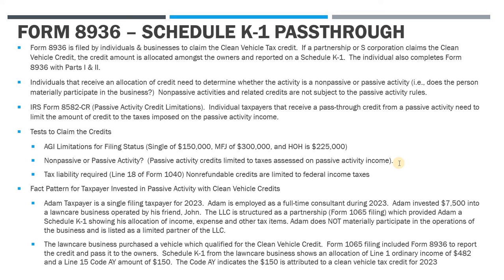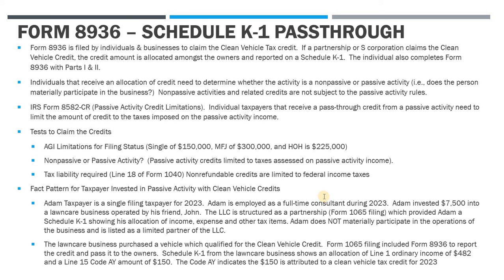Right, so once we do that test, we move on to the last one, which is, do we have any tax liability? When we look at the taxes on our taxable income, this is a non-refundable credit, right? So it means the taxes that we can use to offset the credit, to be able to use that credit, are limited to federal income taxes.